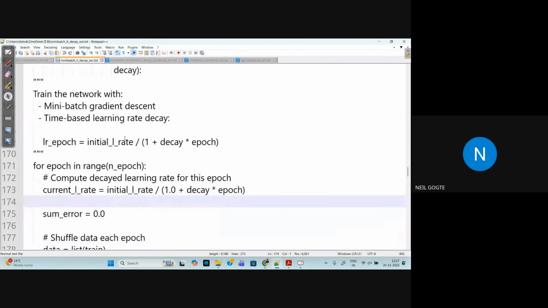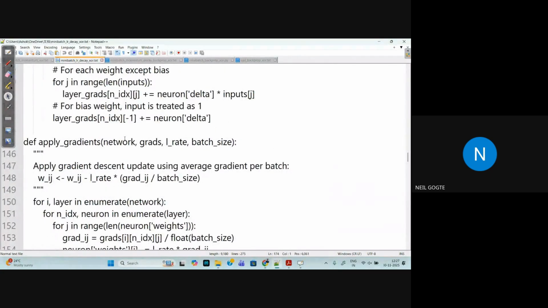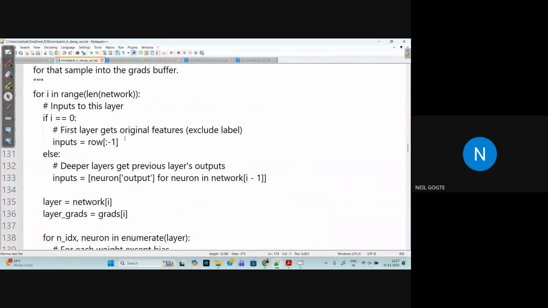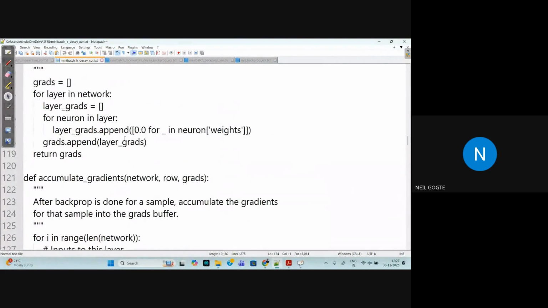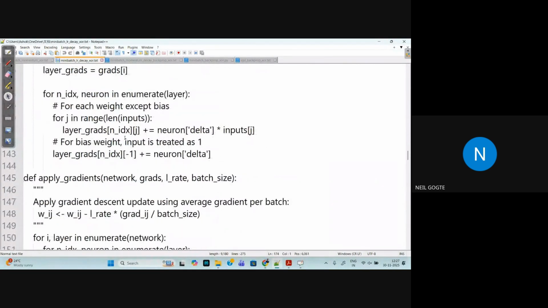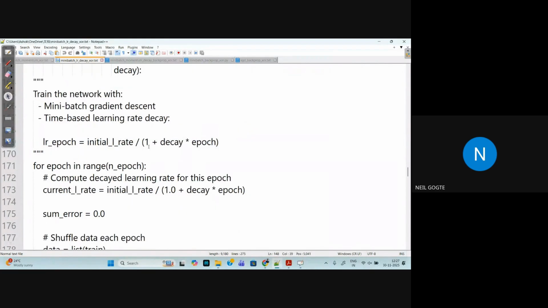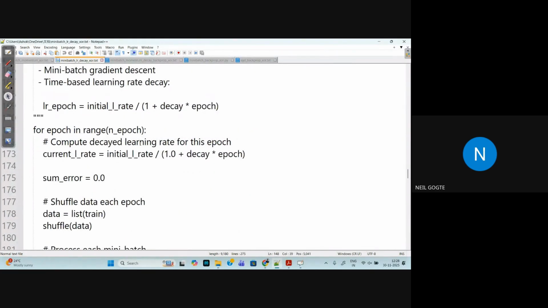Okay, so here it is. This is mini batch with learning rate decay. Most of the code remains the same. In fact, all the code remains the same, except when I am applying... Let me just show the training loop. See, there is this whole thing.